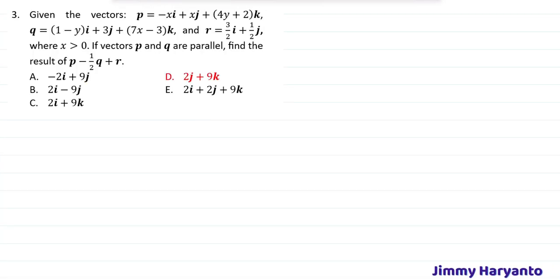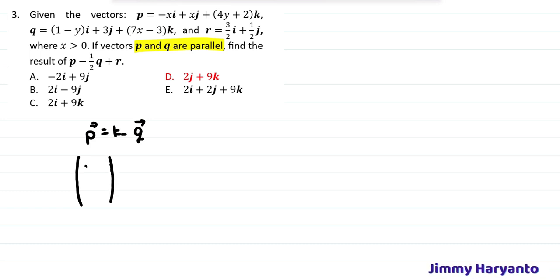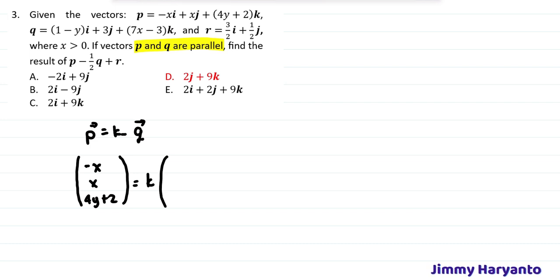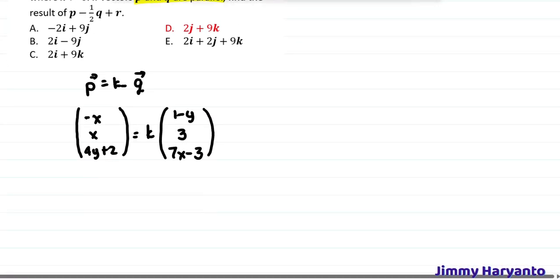Okay, next is question 3. For question 3, we have the word parallel. That means we have to use the formula, which is the vector P equals k times the vector Q. And then we only have to input the components of P like this, -x, and then x, and then for y plus 2. And then also the components of Q. The components of Q will be 1 minus y, and then 3, and then 7x minus 3. Okay, and then we only have to find the values of x and y using algebra.